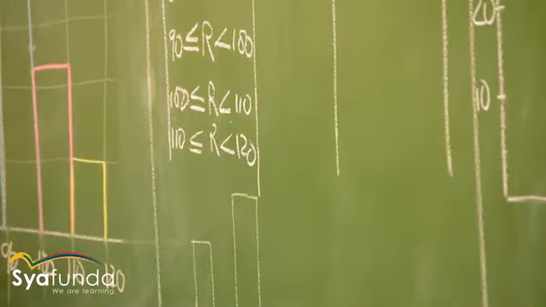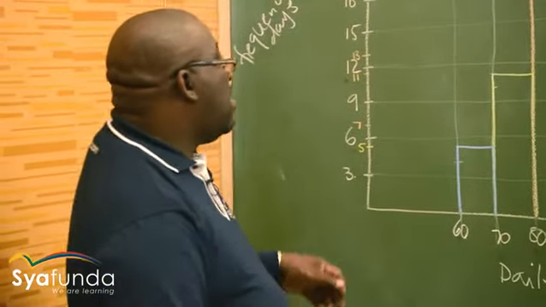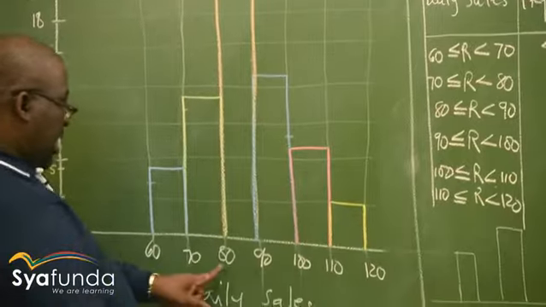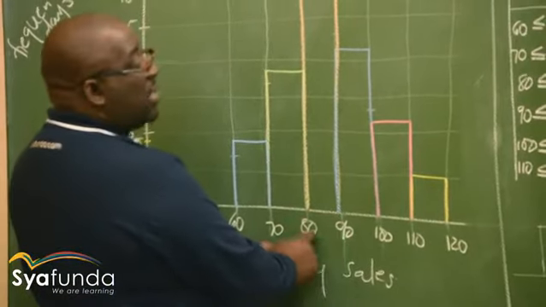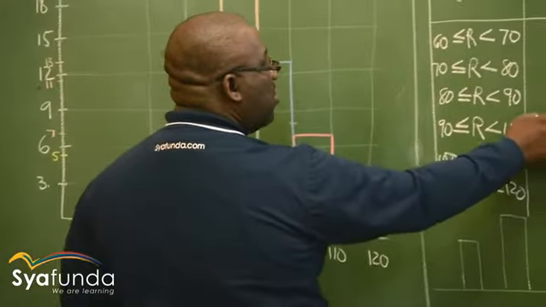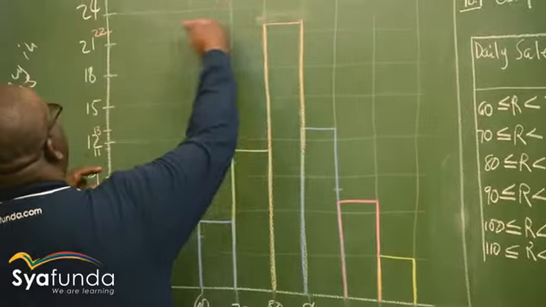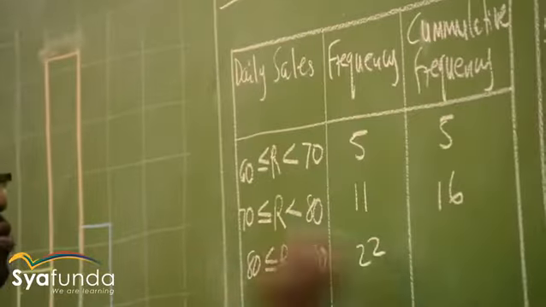Right, let's put in the frequency, then the cumulative frequency there. Let's start with the third one. Between 80 and 90. Let us read the frequency there, so that we can write it. What is the frequency there? It is 22. So between 80 and 90, it is 22.